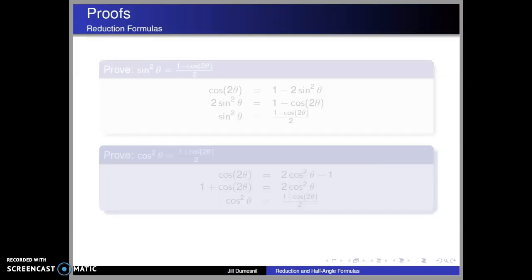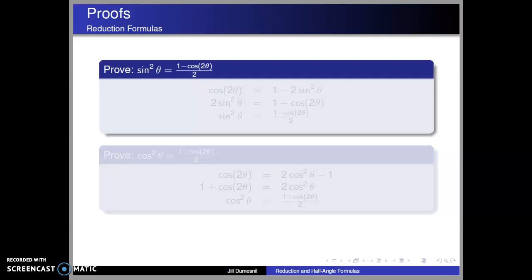The proofs of these formulas result from straightforward application of the double angle formulas for cosine. First, we'll prove that sine squared theta is the quantity 1 minus cosine 2 theta over 2. We start with the identity for cosine 2 theta of 1 minus 2 sine squared theta and solve for sine squared theta. We add 2 sine squared theta and subtract cosine 2 theta from both sides of the equation and then divide by 2.